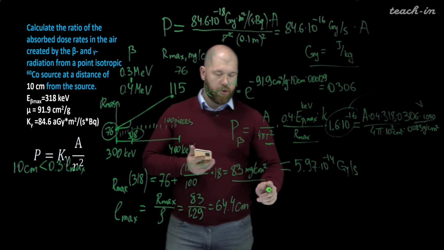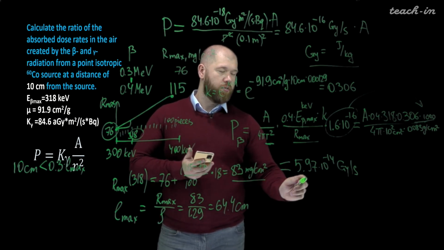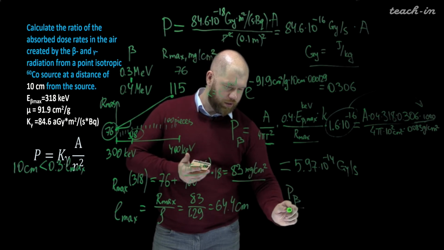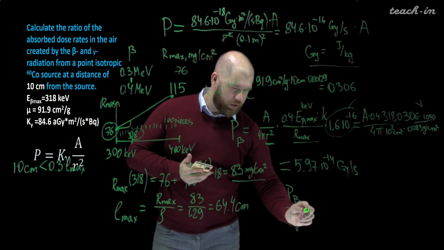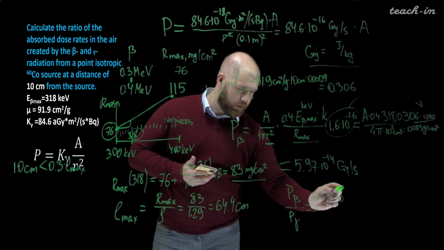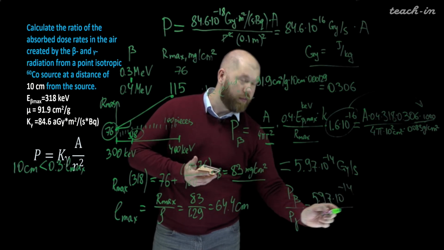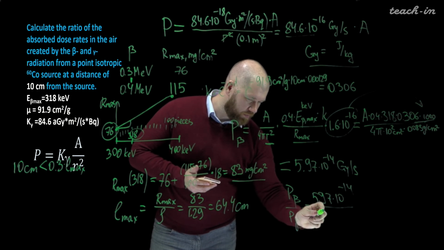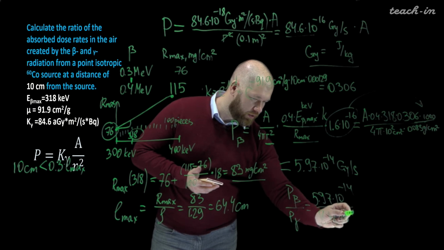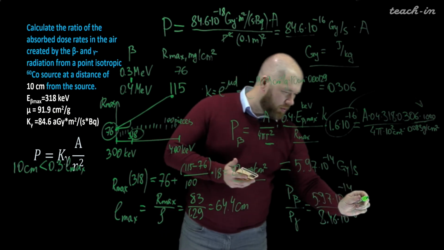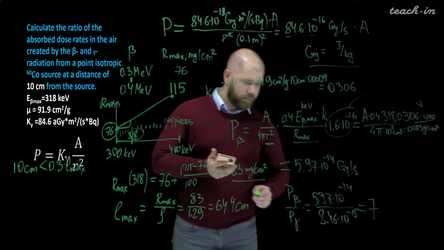And now we simply divide one number by another. So we take this ratio. It is 5.97 times 10 to the minus 14 divided by this number. So it will be 846 times 10 to the minus 15. And it will be simply 7.